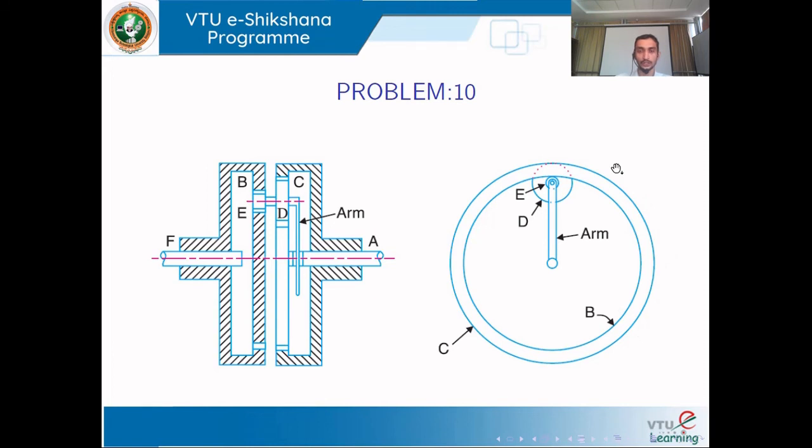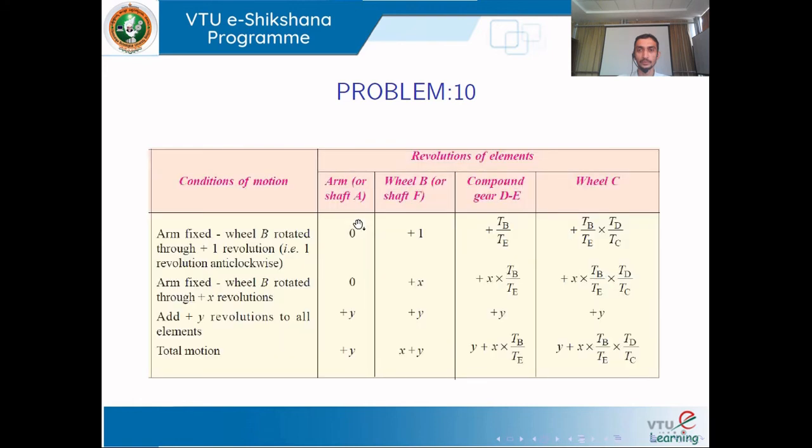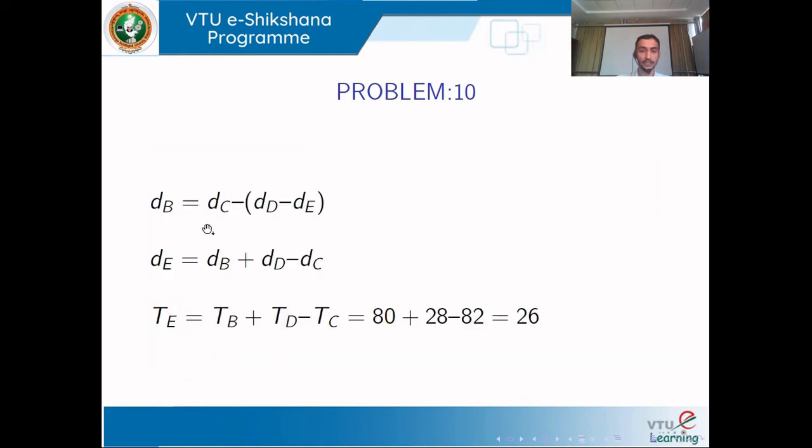Now to solve this, we have to identify the number of elements. The number of elements we have is 4: B, C and this compound gear, so 1, 2 and 3, and you have this arm, the 4th element. In the tabular method, we can represent all the 4 elements, and the corresponding conditions can be written. Initially, to find the number of teeth on E, we represent it in terms of diameter, and diameter is proportional to teeth. The only unknown is the number of teeth on E, so we calculate that. That comes to around 26.